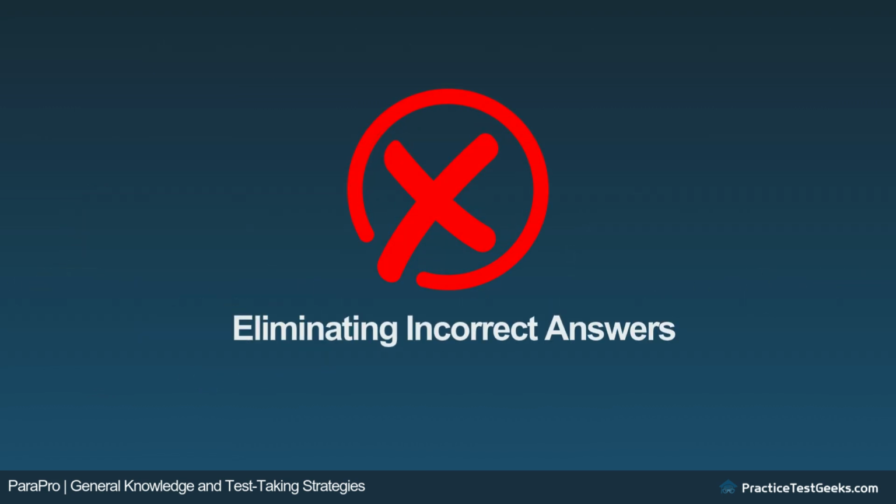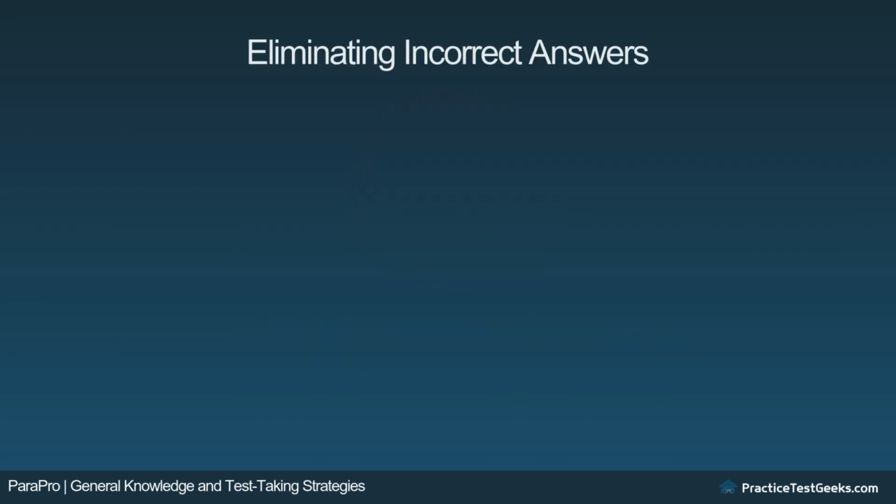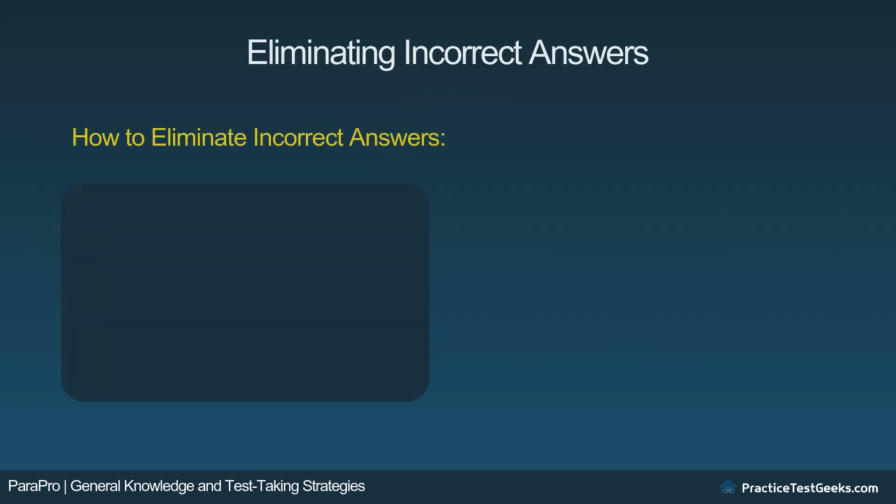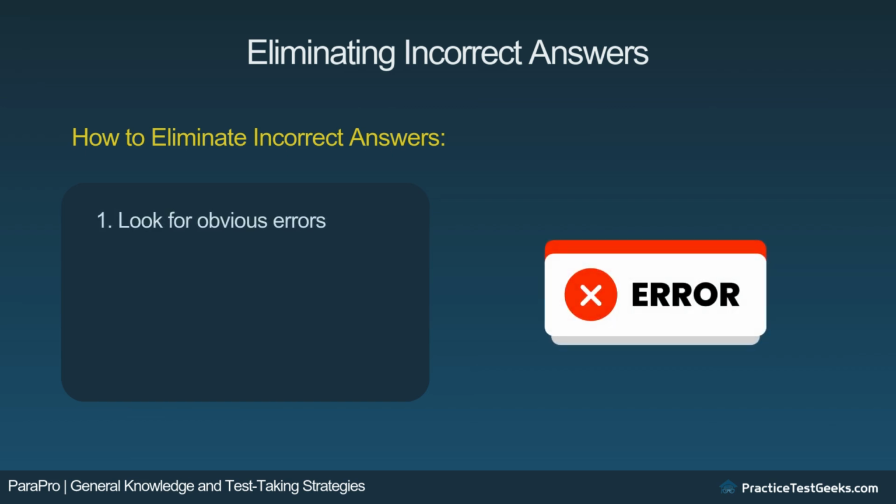Eliminating incorrect answers. One of the most effective strategies in answering multiple-choice questions is eliminating incorrect answers. This increases your chances of choosing the correct one, especially when you are unsure. How to eliminate incorrect answers. 1. Look for obvious errors. Some answer choices will be completely incorrect due to factual errors, irrelevant information, or extreme wording, like always, never.